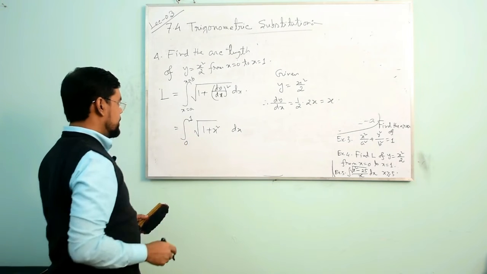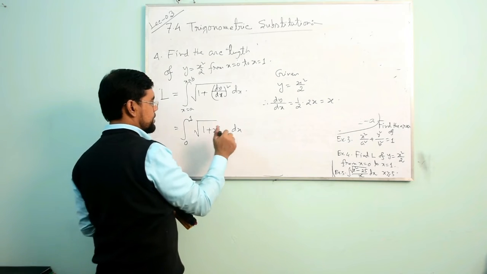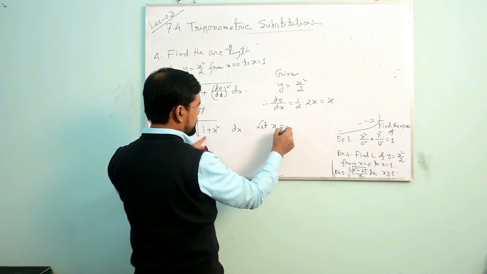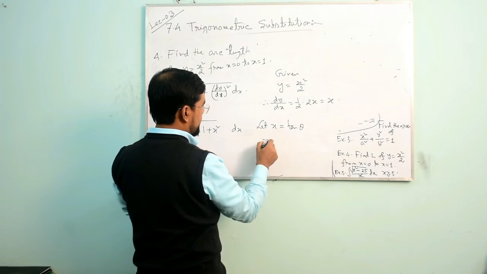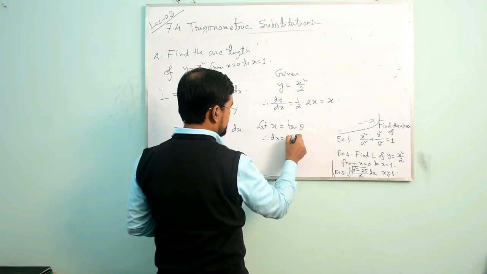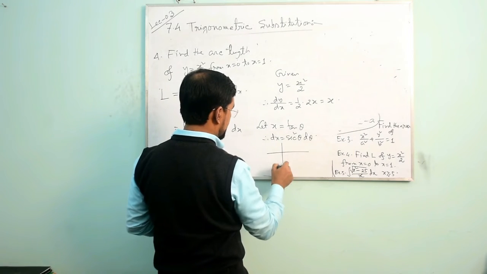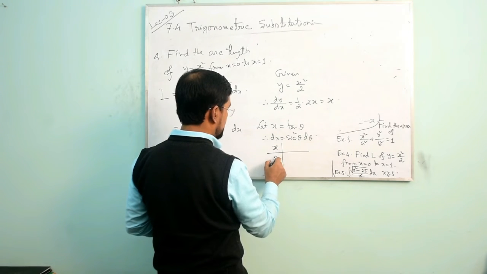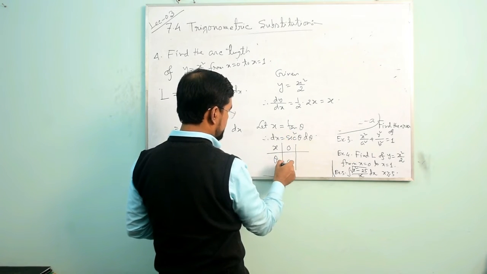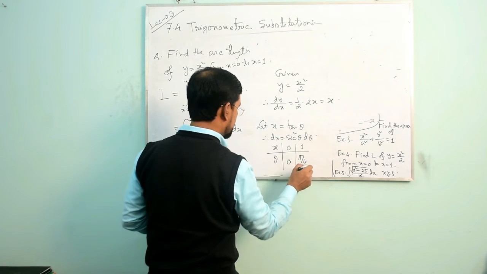You can easily calculate the arc length of this function by letting x equal a tan theta, and a equal to 1. So x equal tan theta, therefore dx equal sec square theta d theta. When x equal to 0, theta equals 0, when x equal to 1, theta equals pi by 4.